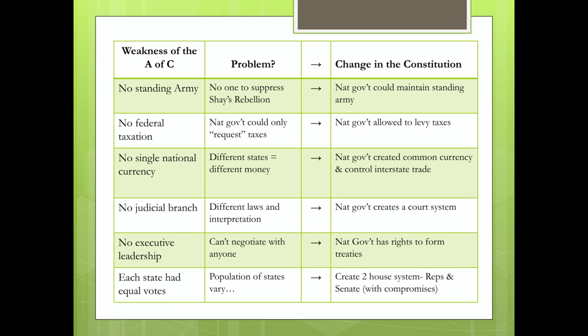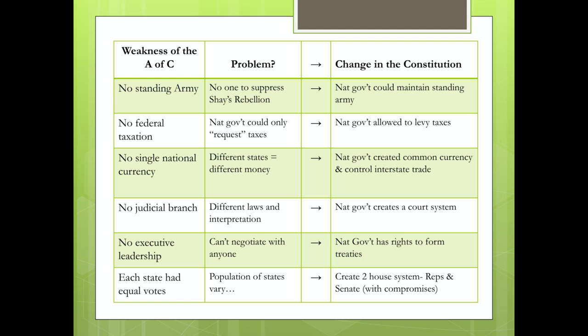There's a chart on your note sheet. If you want to pause the video at this point, you can to jot these things down. Remember, no standing army. Remember that Shays' Rebellion happened. That was the problem. And what they did as far as the change in the Constitution is that they said that the government could have a standing army. There was no federal taxation. The problem was that the national government could only request taxes.